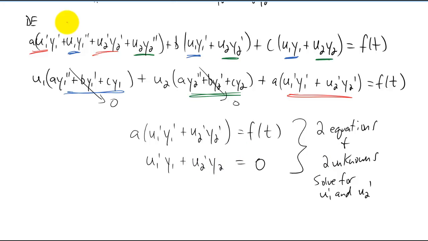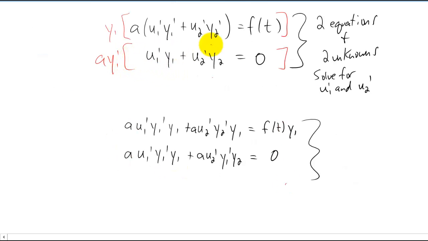Now you all know my favorite way of solving two equations and two unknowns. It's with elimination. So let's try that here. If we were going to eliminate, say, u1 prime, what we would want to do is multiply the first equation by y1 and multiply the second equation by a times y1 prime. Then we would subtract these two equations from each other. Let's see how that works.